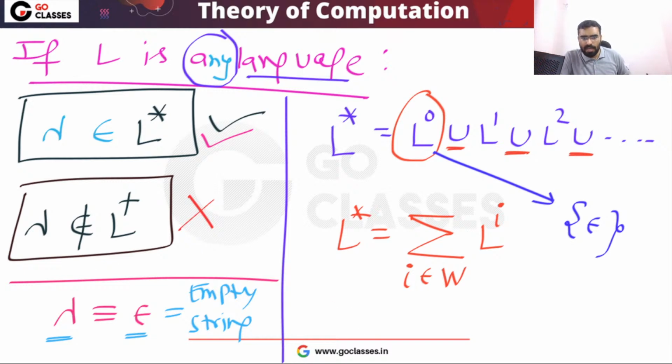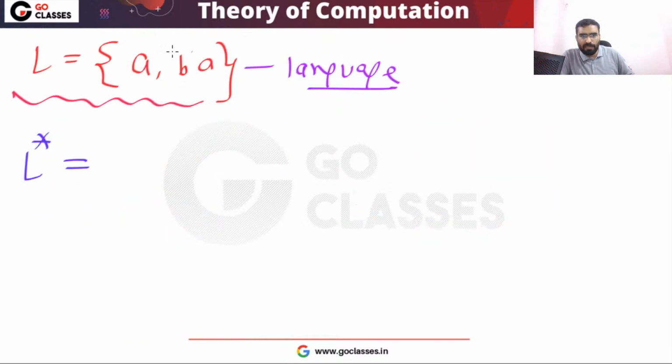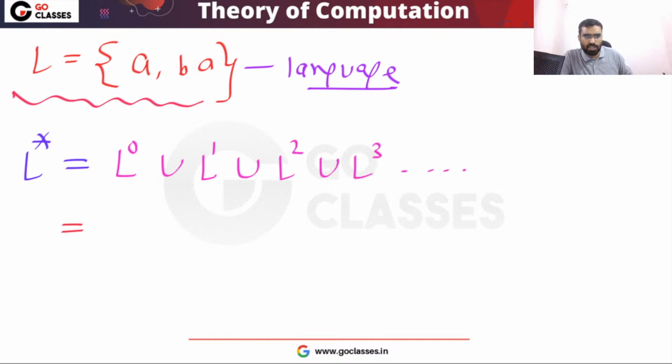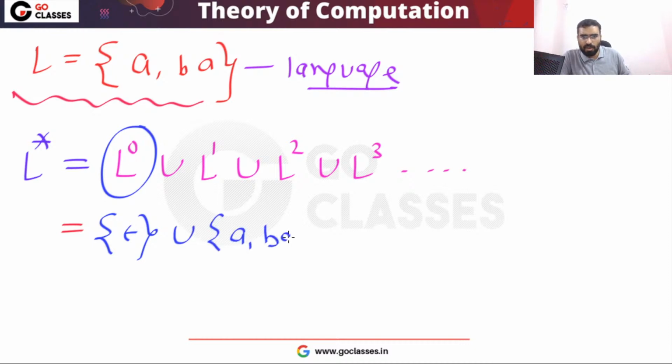Very simple. Now, for example here, this is your language L. What is L star? L star is L power 0, union L power 1, union L power 2, union L power 3, and so on. What is L power 0? This is fixed. This is the set containing the empty string. What is L power 1? That is your A, BA.